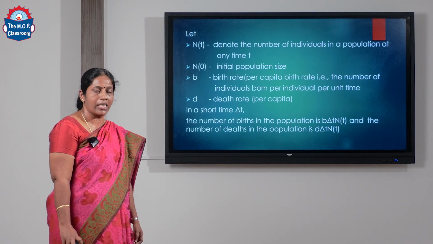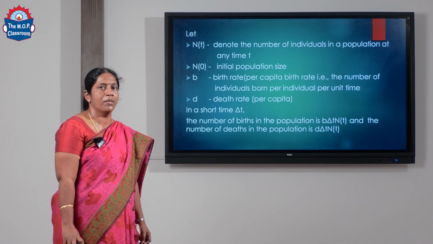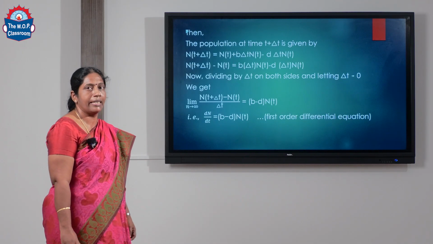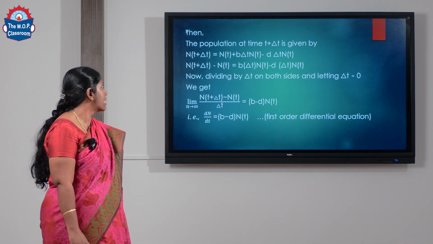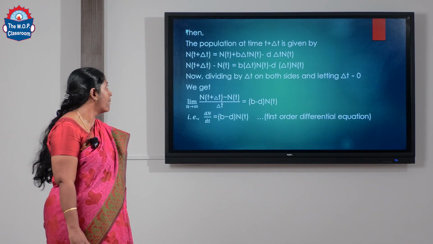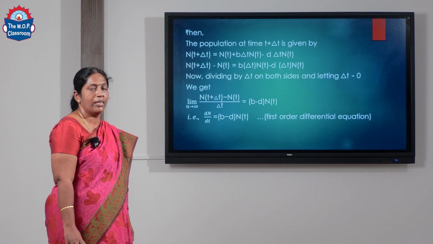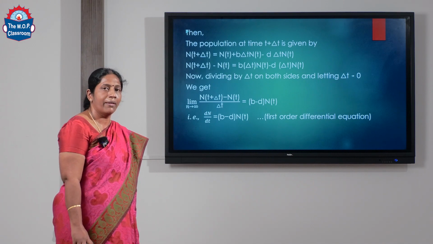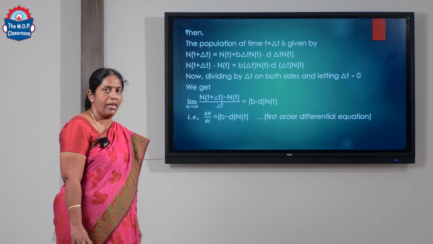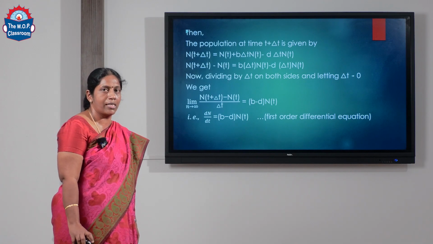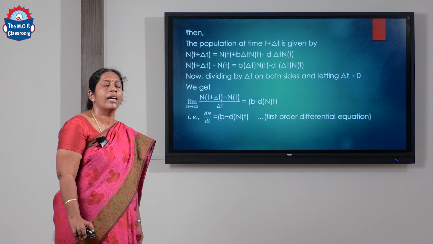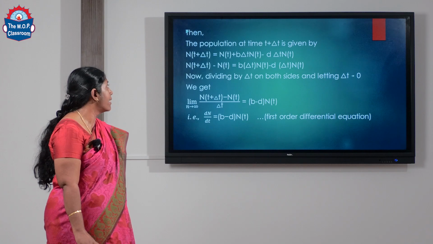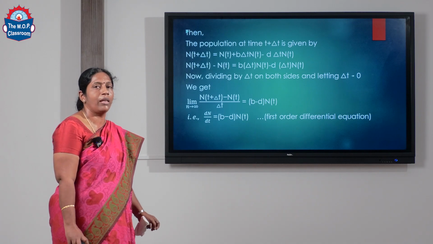Now, we need to find an expression for the population at time t plus delta t, which is given by N(t + Δt) = N(t) + bΔt N(t) − dΔt N(t). That is, to find the population at time t plus delta t, we take the current population N(t), add the number of births happening in the time interval delta t, and subtract the number of deaths happening in that interval. This is the basic equation which governs a simple population growth model.